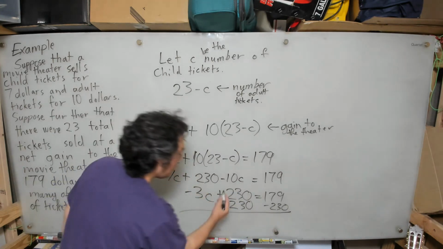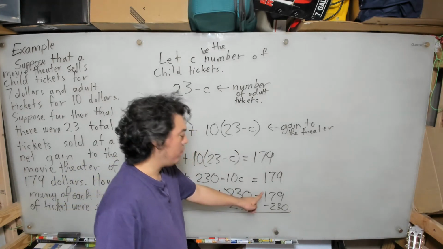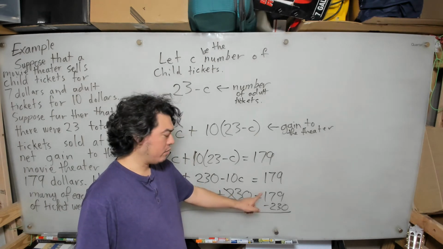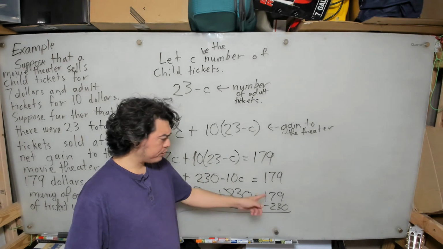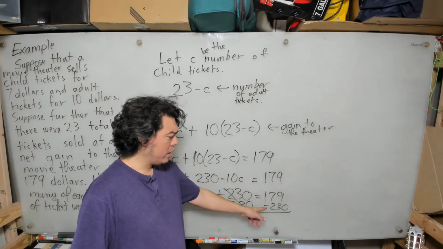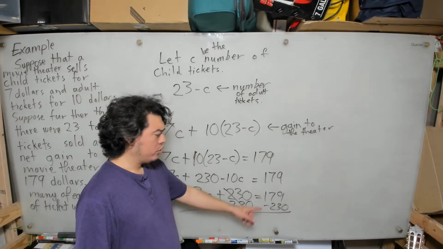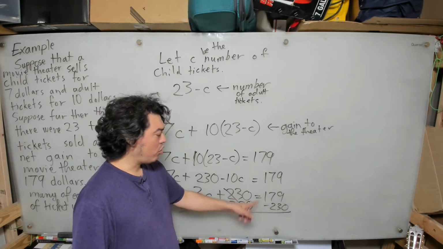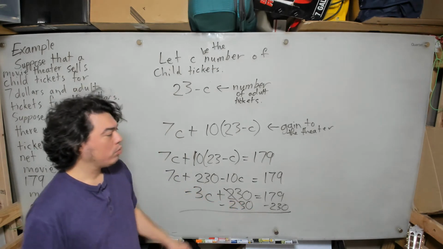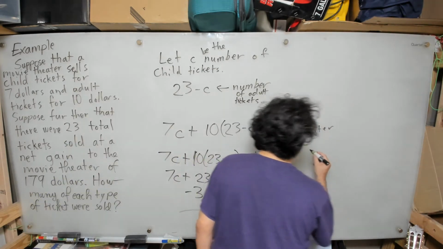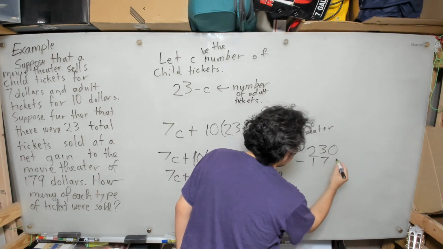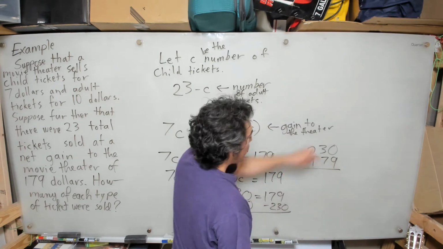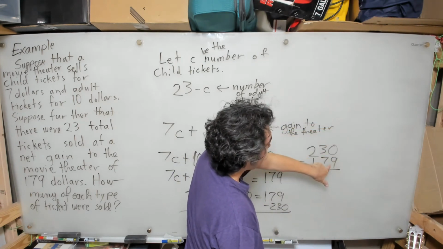Aha. In terms of absolute value, 179 is smaller than 230, so that means I'm going to get a negative number. So how am I going to get that value? Well, I'm going to do 230 minus 179.